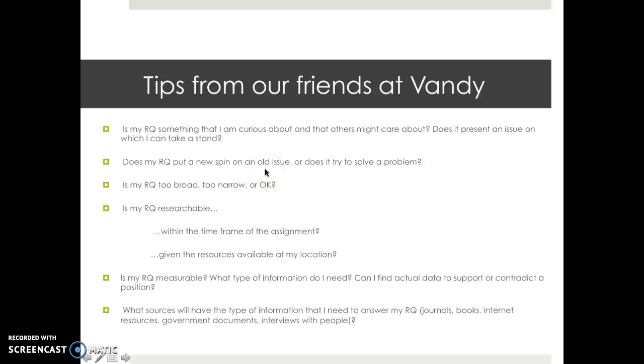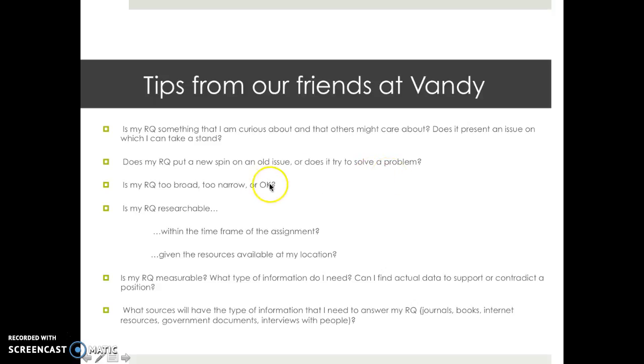And then this is kind of what I mentioned earlier. Does it put a spin on an old issue, or is it trying to solve a problem? What are you wanting to do with your research? And this will help you to write those questions. And so are you replicating something? Are you trying to say, this is something that's happening in California and I want to see, does it work here? That's putting a spin on an old issue or something that's already been done. Think about what it is that you're trying to do.